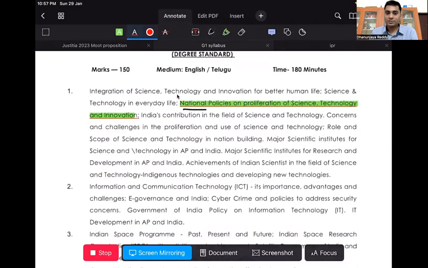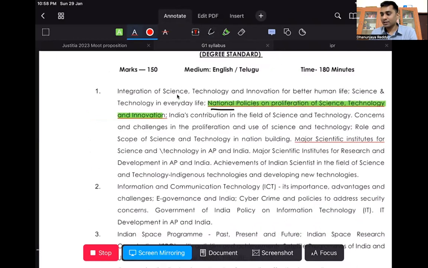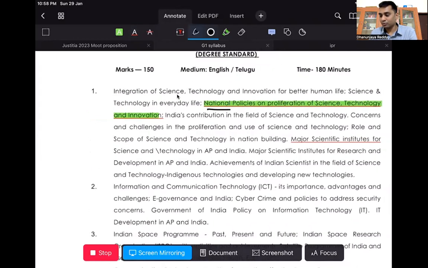Similarly, if you look at this, the so-called major scientific institutions for science and technology advancements in Andhra Pradesh and India, this is again something which is related to your 9th chapter. Then scientific institutions to research and development in Andhra Pradesh and India. So ninth chapter, this topic, and ninth chapter second part is related to this, right? So that is the first.